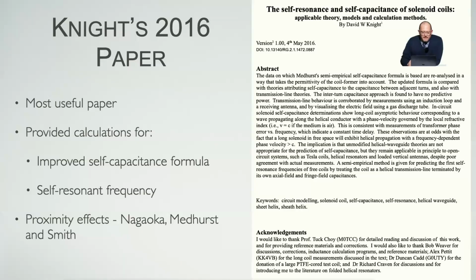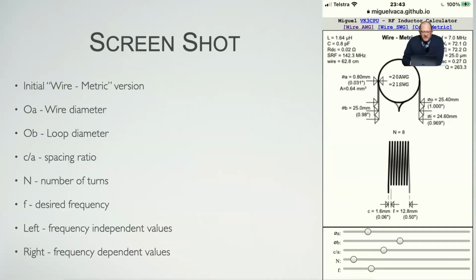So this was the main paper I used, a 2016 paper. Again, a fantastic source of knowledge. And this is a screenshot, and these are the parameters. Very similar to the magnetic loop antenna, but instead of a conductor diameter, it's wire diameter. Then the actual loop coil diameter, spacing ratio, of course, number of turns, and then there's a desired frequency.